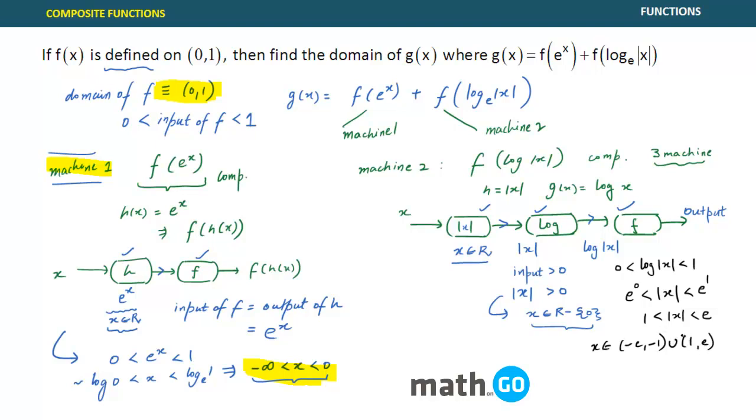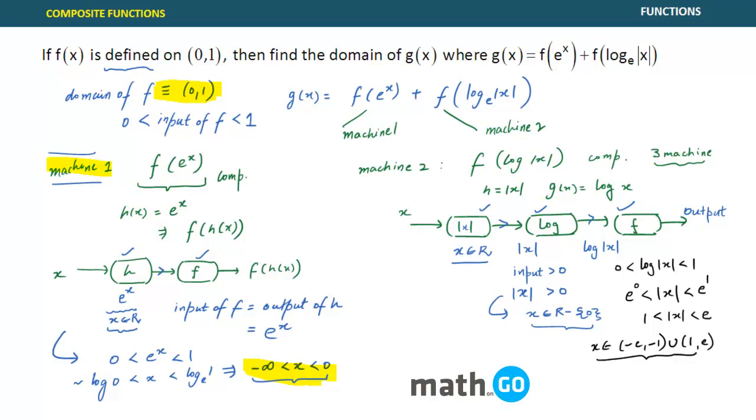So how did we solve this? Just remove the mod, you will get the answer from 1 to e. The same thing should also happen for the negative counterpart. That is why I have put minus e to minus 1. So this machine will work only when this is the criteria.